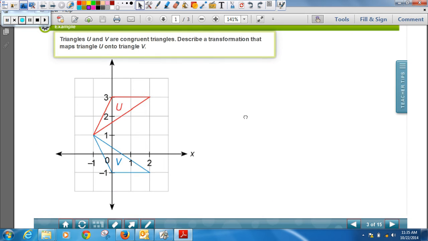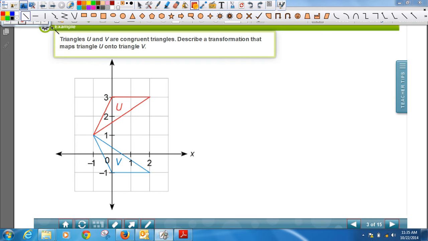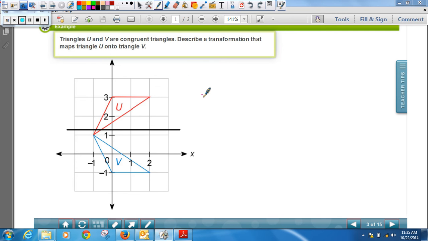Okay, so if we look at this first one, it says triangles U and V are congruent triangles. Describe a transformation that maps triangle U onto triangle V. So we're just using our information from last chapter. If I look here, it looks to me that I can find a line of reflection. Right here, if I were to fold this paper right there, my points would lie one on top of the other. So this then would be a reflection. And remember from last chapter, when we talk about a reflection, you have to put what it was reflected over.